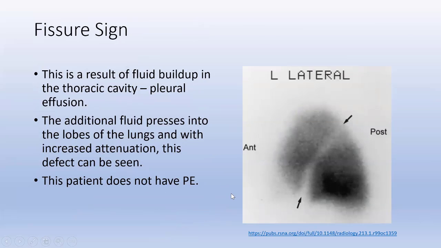Here's an example of the Fisher sign going through. And in that Fisher sign, as you can see here, there's actually nothing really wrong with this. The patient probably has CHF. And what's happening is you've got extra fluid in the lungs, and it's pressing down on the lungs, and it's separating the different segments. And as a result, because there's extra fluid here, you have some changes in attenuation. And it looks like, well, gee whiz, is that disease? No, it's just increased attenuation. It has nothing to do with PE. Call a Fisher sign.